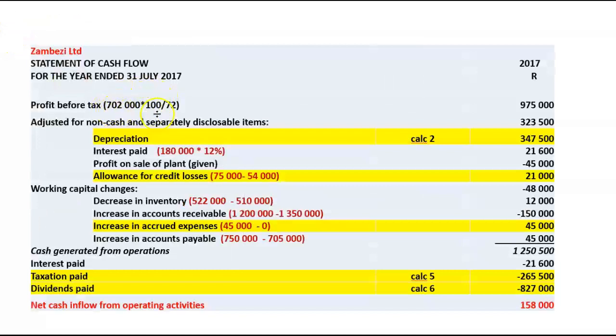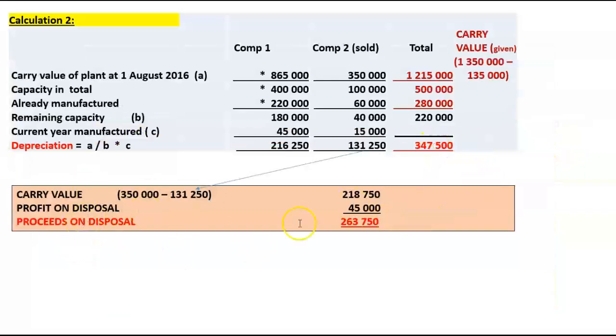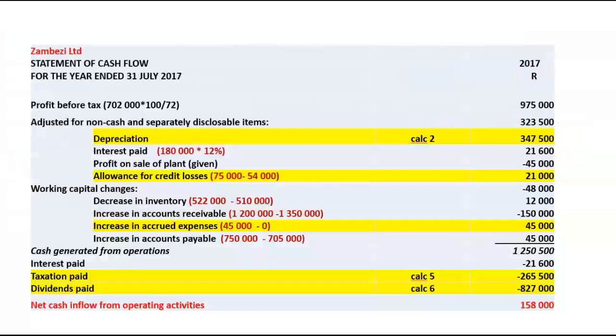Profit for the year before tax, 702,000 divided by 72%, which will give us 975,000. Then we're going to adjust it for non-cash items and separately disclosable items. We've already worked out our depreciation, that was 347,500, and we have that profit on the disposal of the plant. Profit on the plant, 45,000, which we're going to deduct.